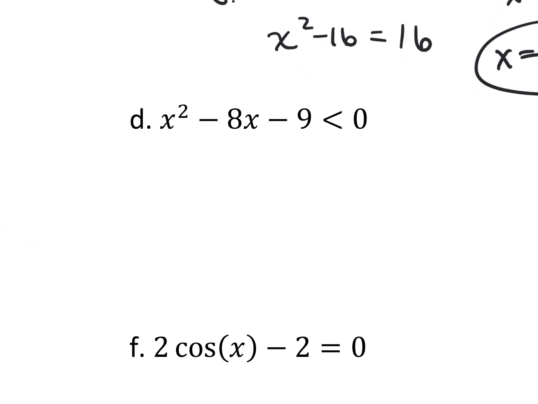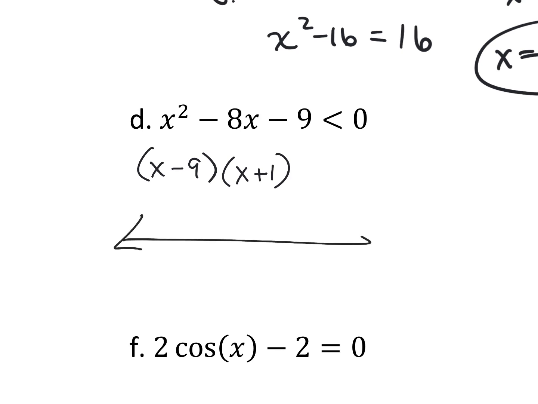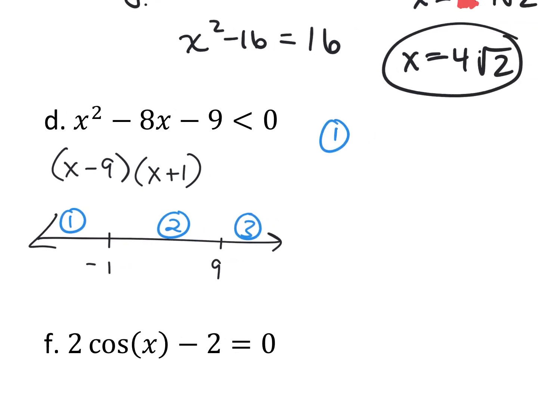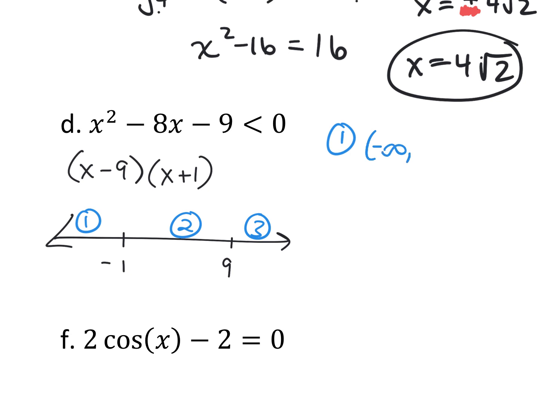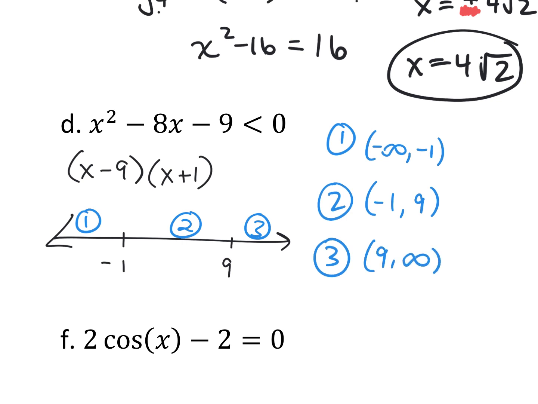Here I have a quadratic, but it's an inequality. So I'm going to solve the related equation. I'm going to do that through factoring here. My x-intercepts, if I were to place them on a number line, would be -1 and +9. So I have 3 intervals that I need to test here. My first interval I'm going to set up as -∞ to -1. My second interval I'm going to set up as -1 to 9. And my third interval is going to be 9 to infinity. I'm excluding the endpoints because the symbol I was given in the problem also excludes those endpoints.